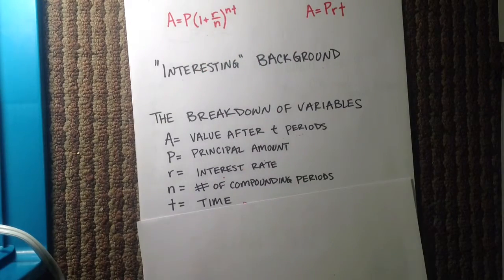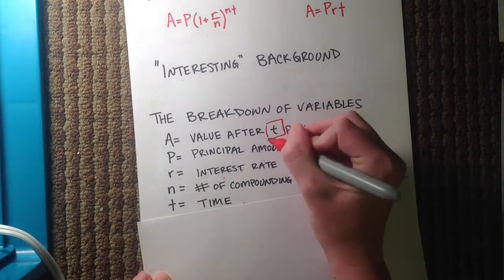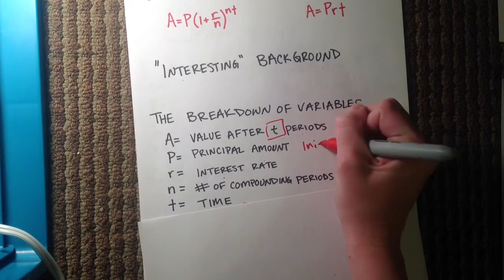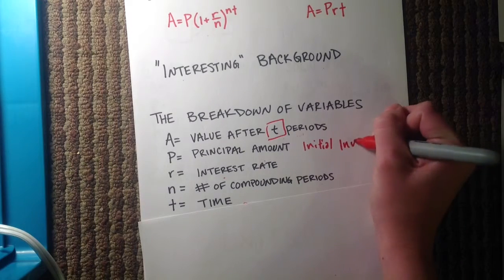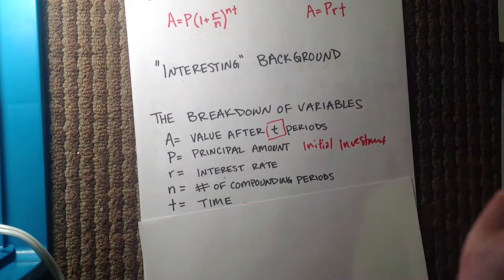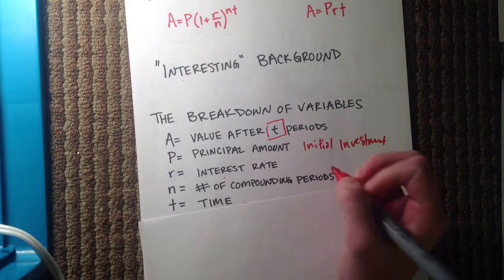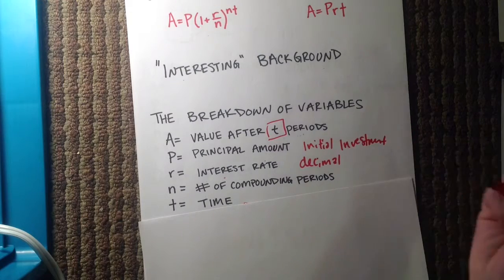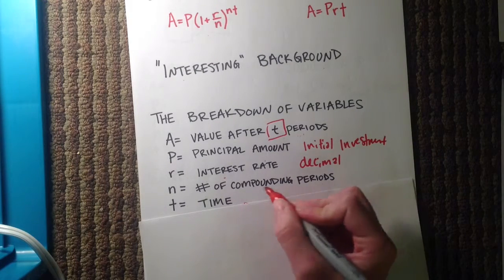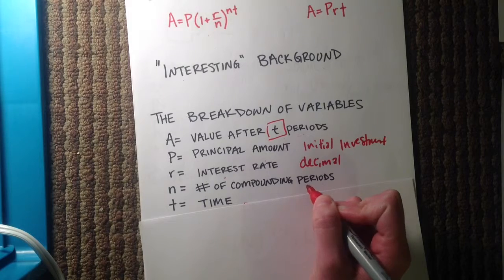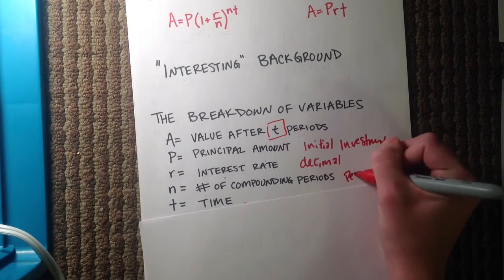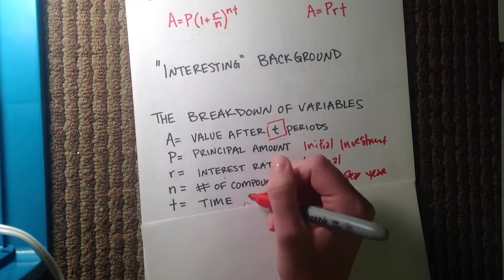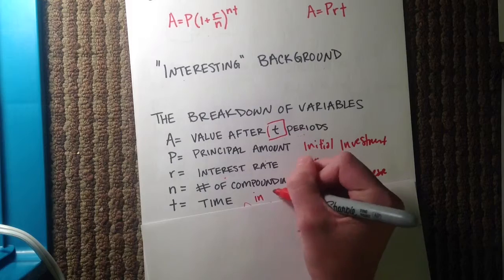A is your value after T periods, where P is your principal amount, which is your initial investment. Pardon my handwriting. R is your interest rate, but it actually needs to be in decimal form. I'm going to write that down because if you put it in percentage form, it's not going to work. N is your number of compounding periods, and that has to be per year, which is also really important. And then T, as I just said, needs to be time also in years.